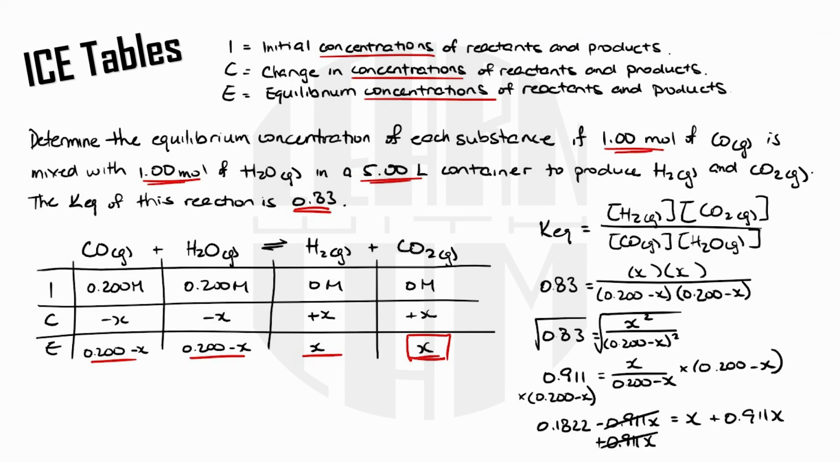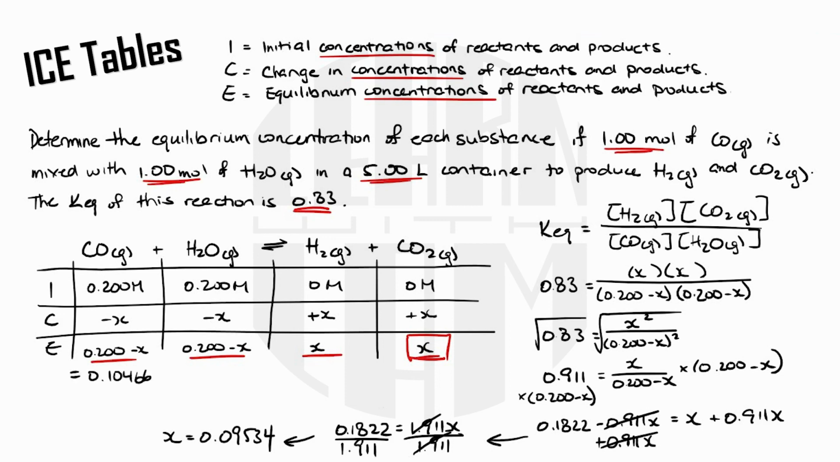We're running a bit tight on space here, so let's just move over here. Divide both sides by 1.911, and that gives me x equals 0.09534. Great. Now I can take this x value and substitute it back into the equilibrium row, giving me 0.10466 for carbon monoxide, which I'll round to 0.105 moles per liter, 0.150 moles per liter for water vapor also, 0.0953 moles per liter for hydrogen gas, and the same thing for carbon dioxide gas.